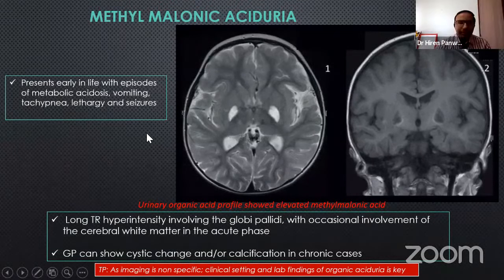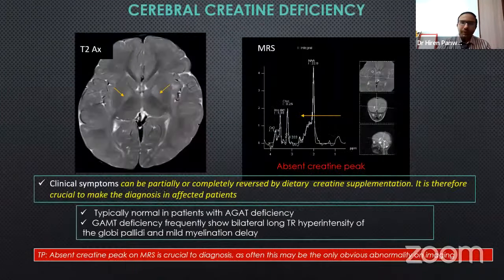The clue here is that we can diagnose this condition by doing laboratory tests. So the urinary organic acid profile will show elevated methylmalonic acid here. So that, in that way, we can come up to the diagnosis.